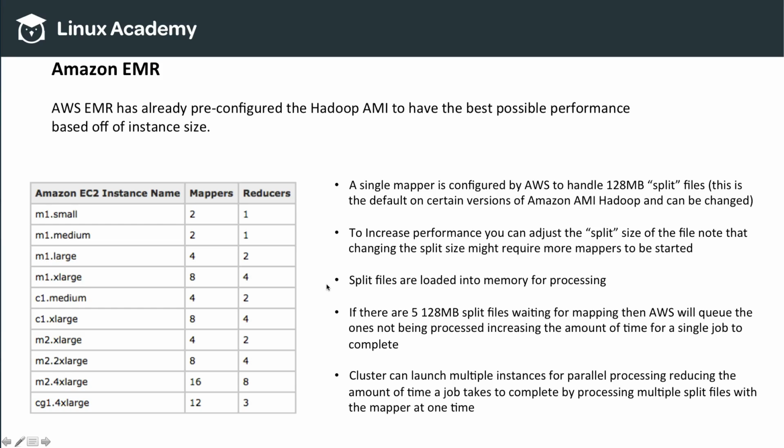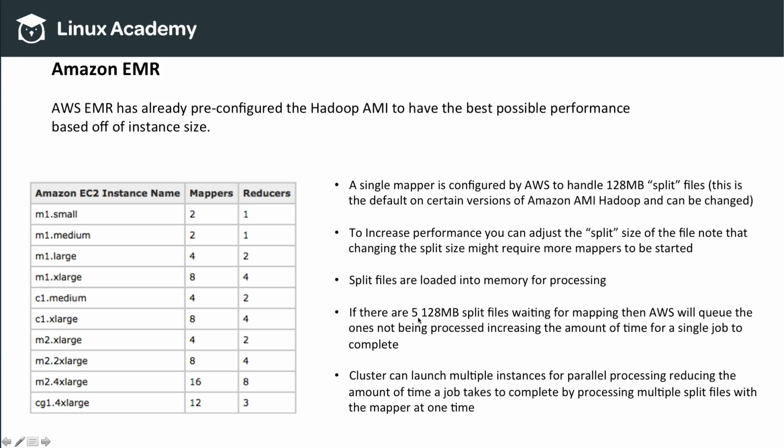Split files are loaded into the memory for processing. We need to try to always make sure we have enough memory for split files to be loaded. And generally, AWS already has this configured for us. If there are 5 128 megabyte split files waiting for mapping, then AWS will queue the ones not being processed, which increases the amount of time for a single job.